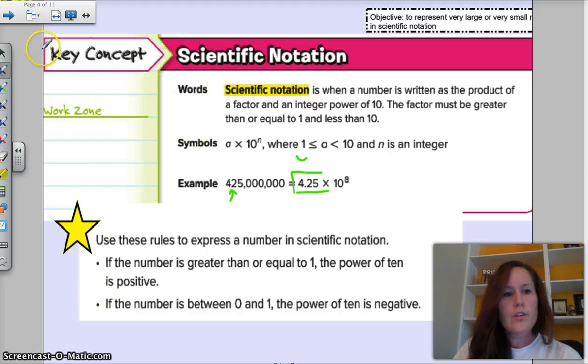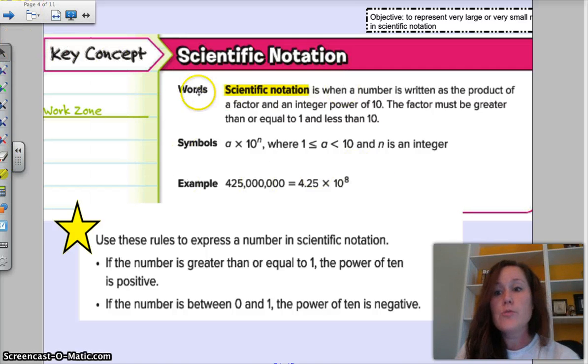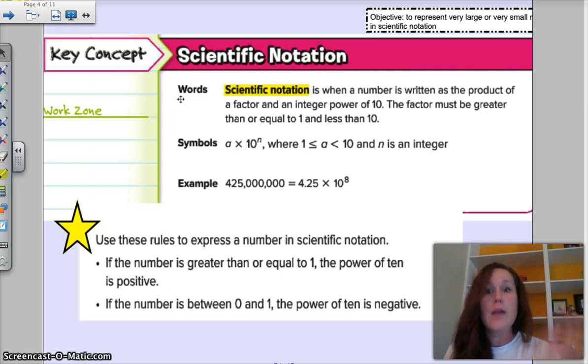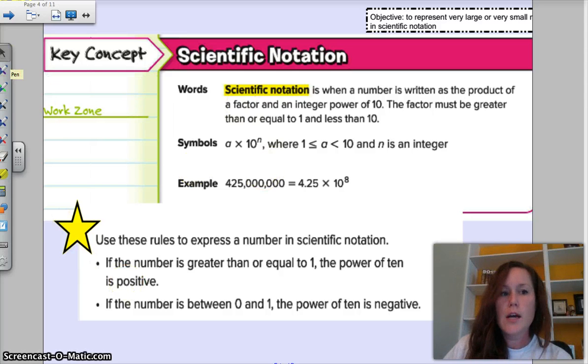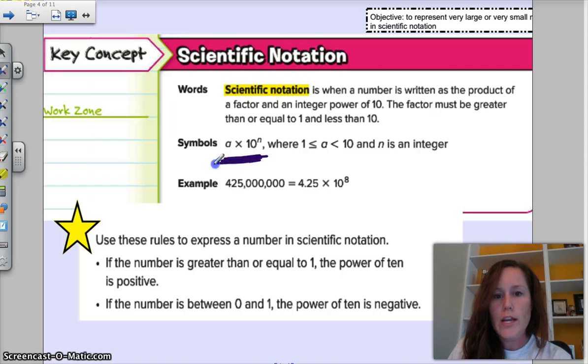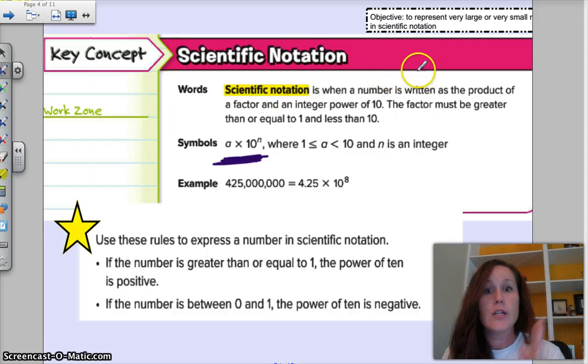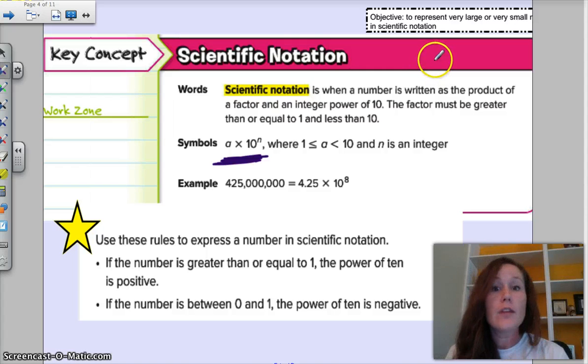Next page. Scientific notation. Let me erase what is already here, sorry. Scientific notation is when a number is written as the product, basically a multiplication problem, of a factor, so some number, and an integer power of 10. So some number times 10 to some integer power. That power has to be an integer: 0, 1, 2, 3, or it could be negative, -1, -2, -3. It just can't be raised to a decimal or a fraction because those are not integers.